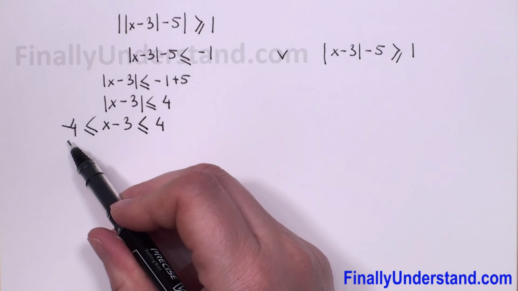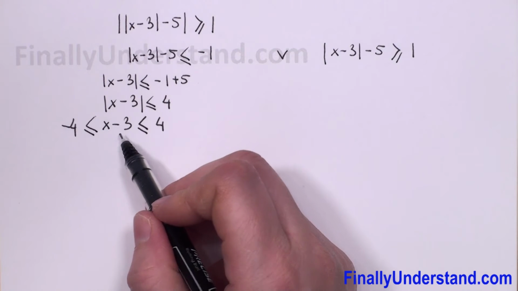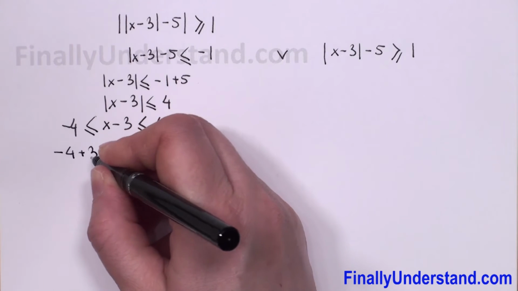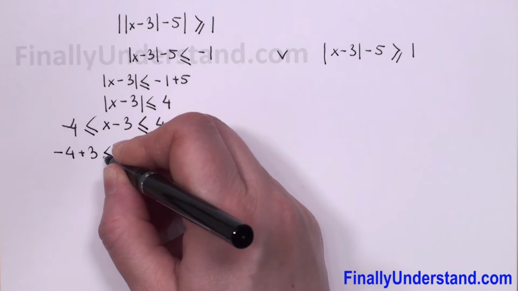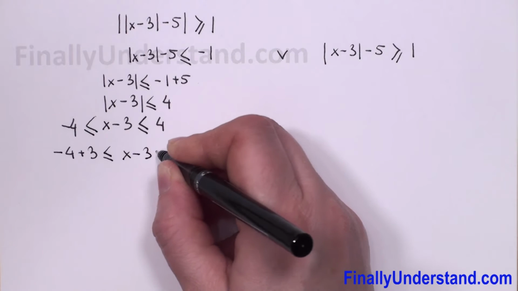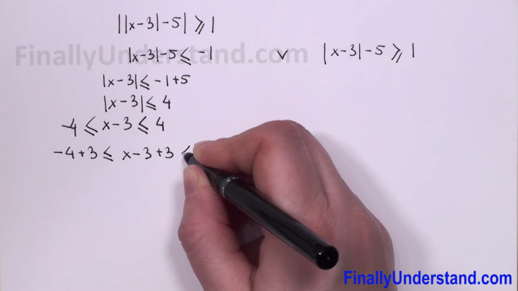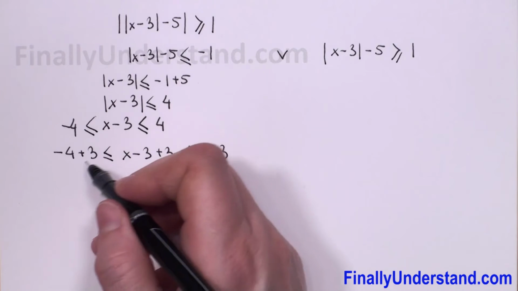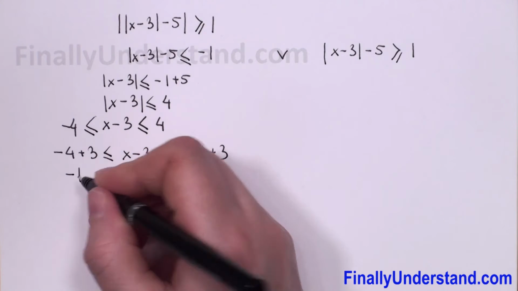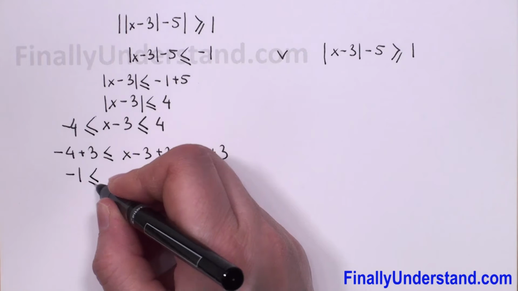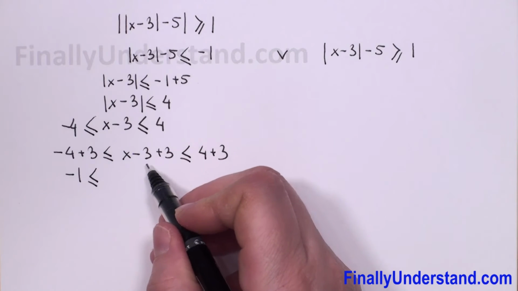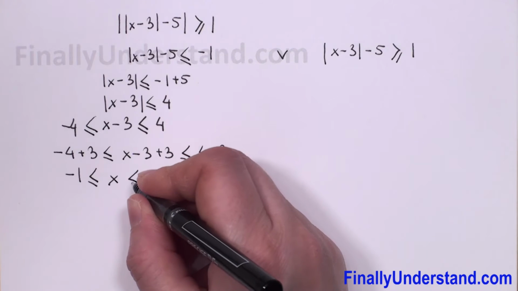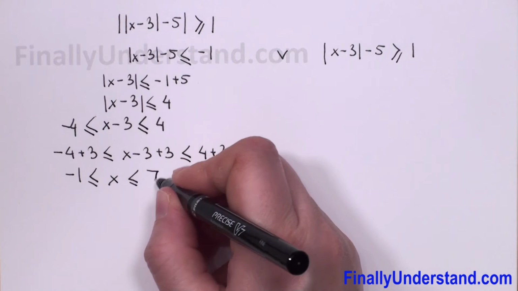I will add 3 to each member. So it will be negative 4 plus 3 is less than or equal to x minus 3 plus 3 is less than or equal to 4 plus 3. Negative 4 plus 3 is negative 1, and negative 3 plus 3 will be 0. So we have only x, negative 1 is less than or equal to x is less than or equal to 7.